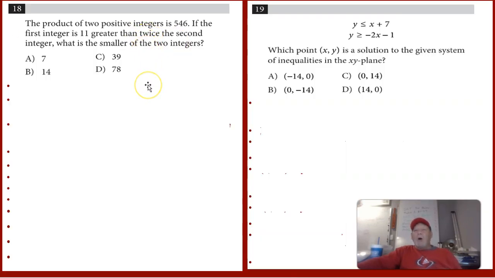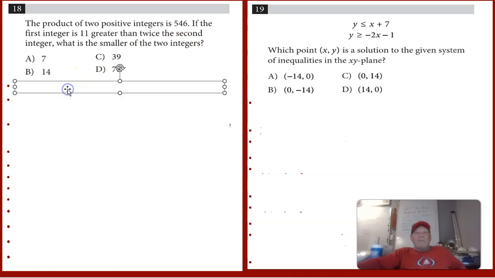So you can always pause this video and get out a piece of paper, see if you can work them, get the right answer. Problems 18 and 19 are multiple choice problems. Number 18, the product of two positive integers is 546. If the first integer is 11 greater than twice the second integer, what's the smaller of the two integers? So it's asking you for the smaller one.